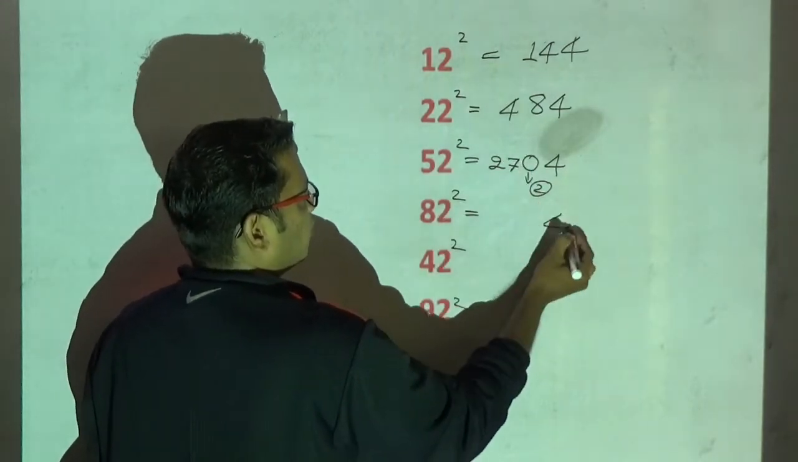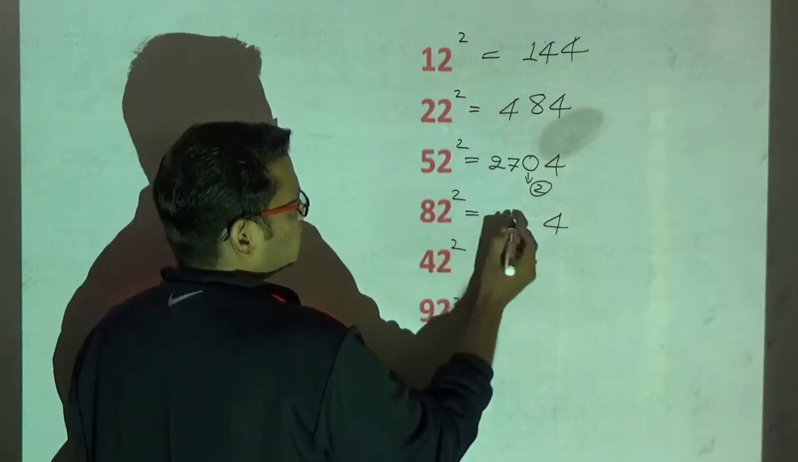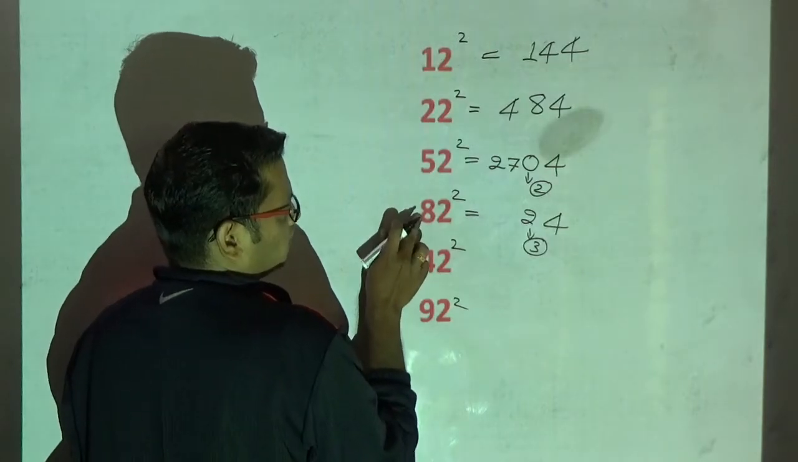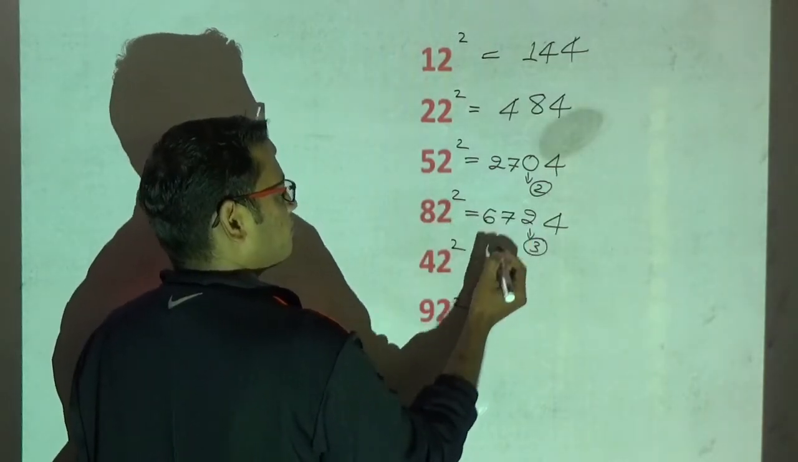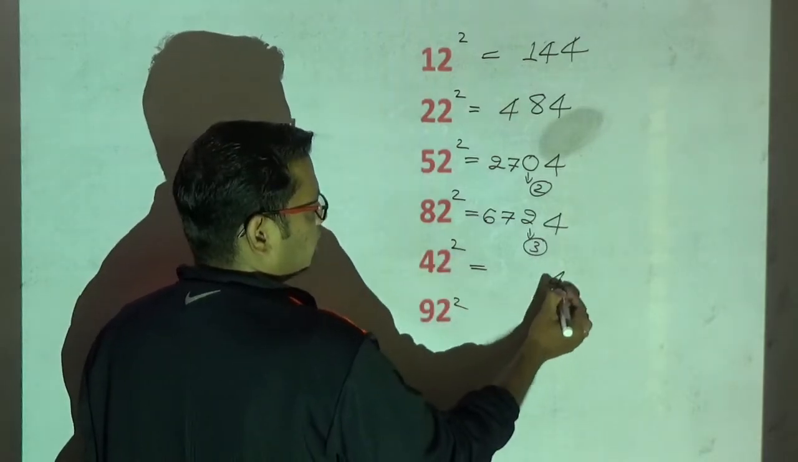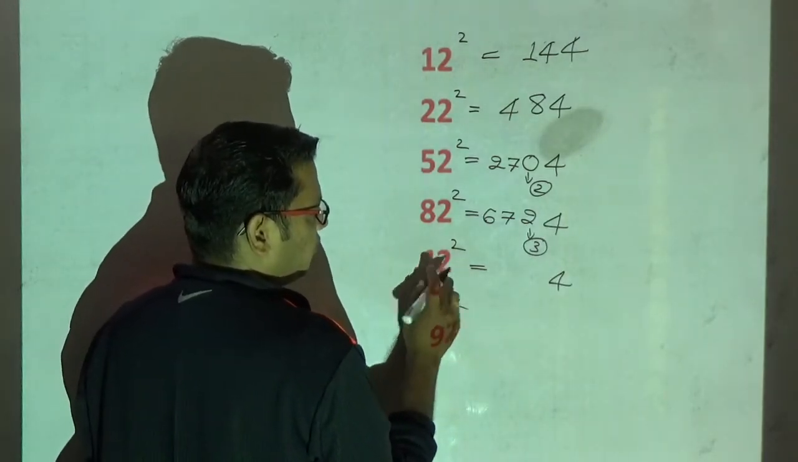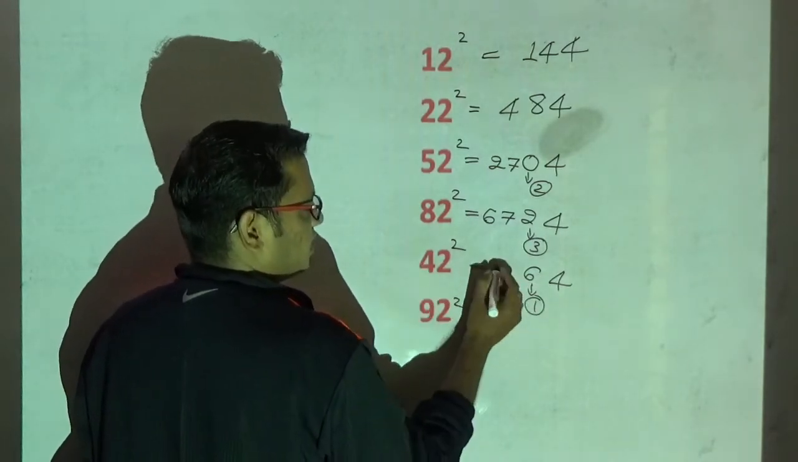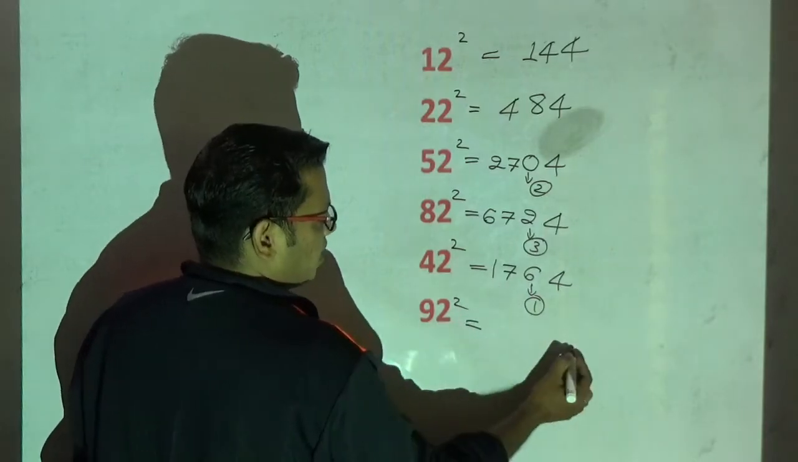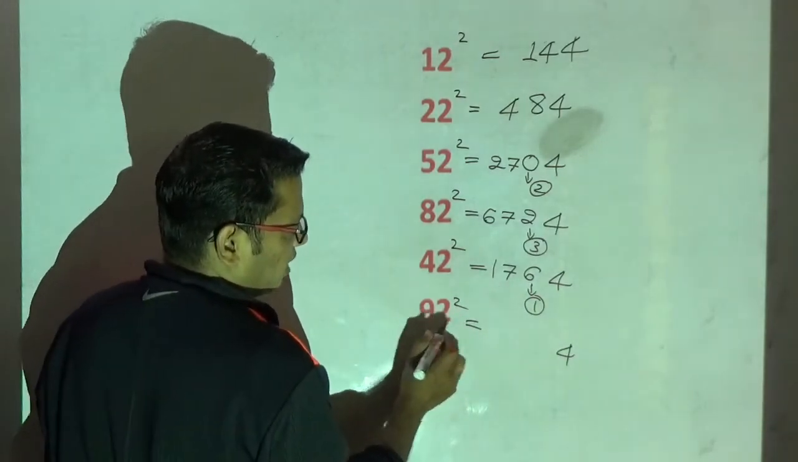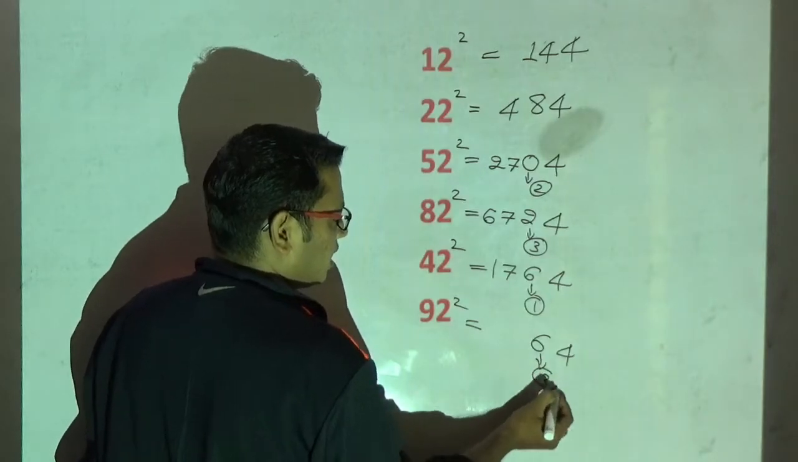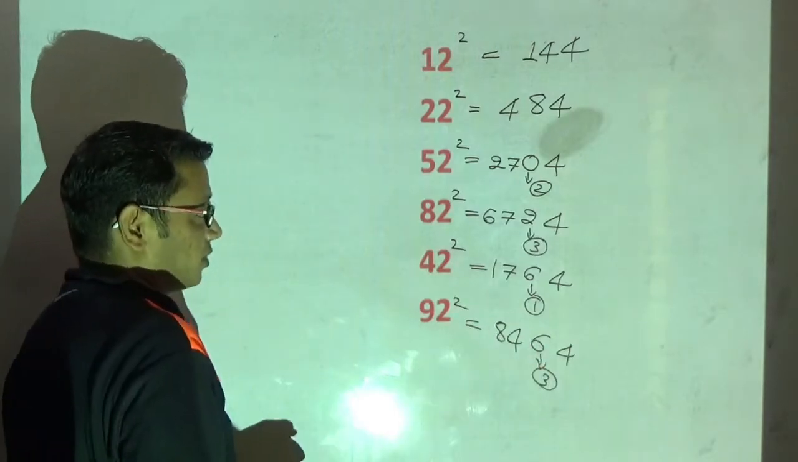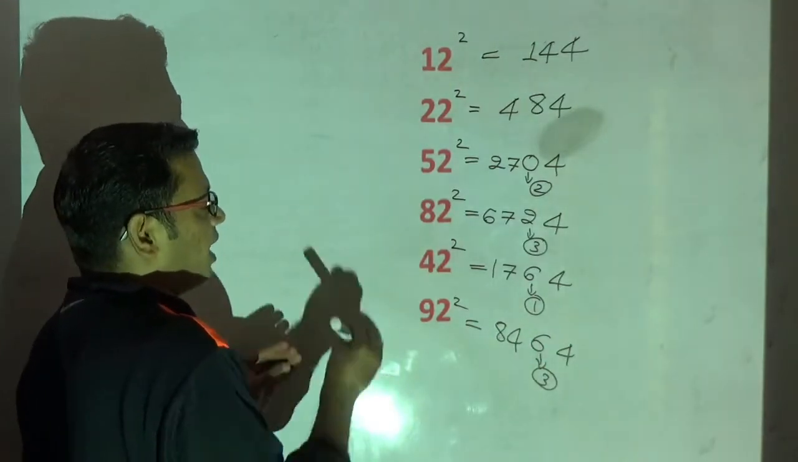Similarly here, 2 square is 4. Double your 2, it becomes 4. 8 fours is 32. Carry is 3. Then 8 square is 64, 64 plus 3 is 67. Now similarly, 2 square is 4. Double your 2, it becomes 4. 4 into 4 is 16. Carry is 1. 4 square is 16 plus 1 is 17. Then 2 square is 4, double it is 4, 9 fours is 36, carry is 3, 9 square is 81 plus 3 is 84. The answer is 8464. Hope you have understood how to do squaring of a number ending with 2.